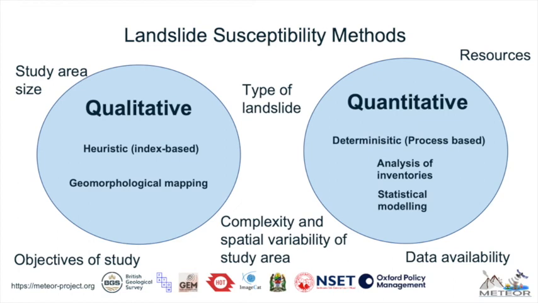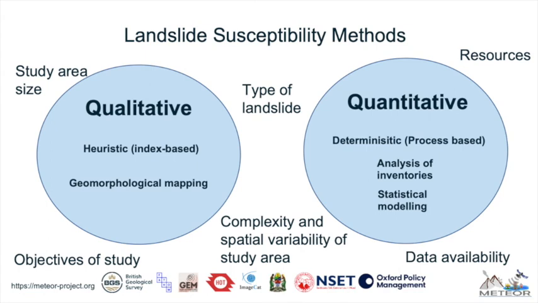So if we have a look now at the qualitative methods, we have heuristics, so index-based, and geomorphological mapping. Heuristic methods rely on the expert assigning weights to mathematic data, which reflects their knowledge of an area and of a process. It's quite a high level of subjectivity in both of these methods. In geomorphological mapping, the susceptibility is assigned directly based on geomorphological evidence of instability features.